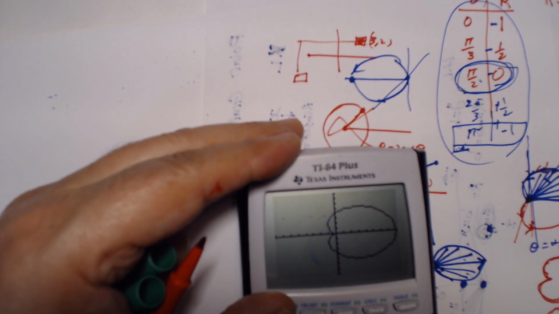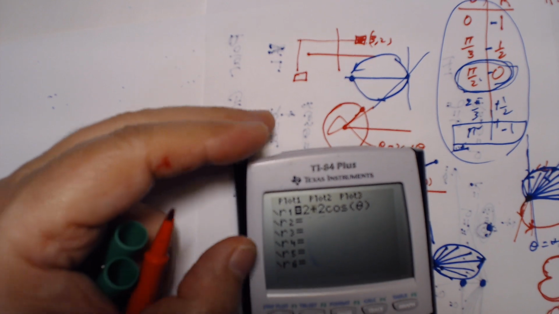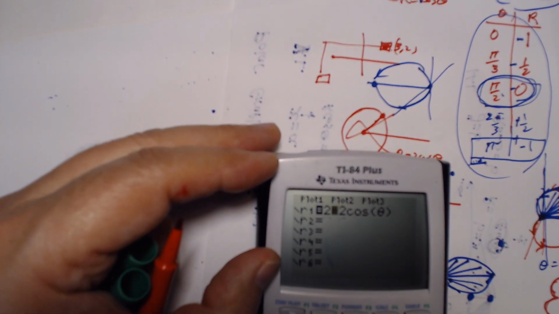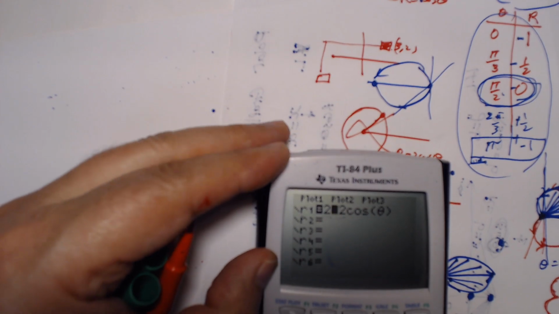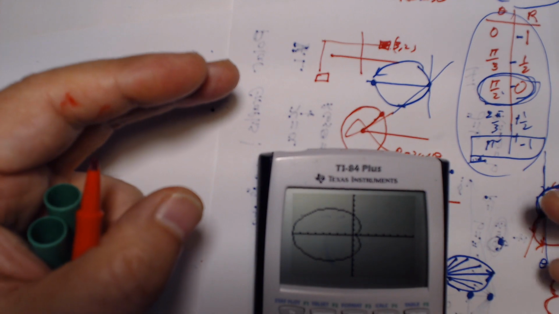Somebody said, okay, but what happens if I go right here and put a negative between them? This is just like a circle. You flip it or revolve it across the line of theta equal to pi over 2. That becomes a cardioid. The cardioid goes on the other side.